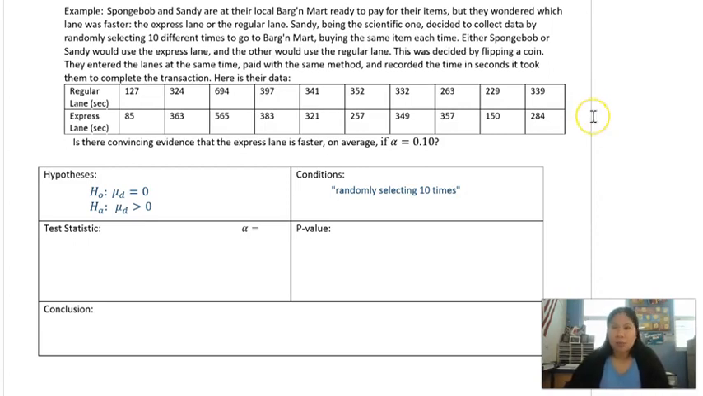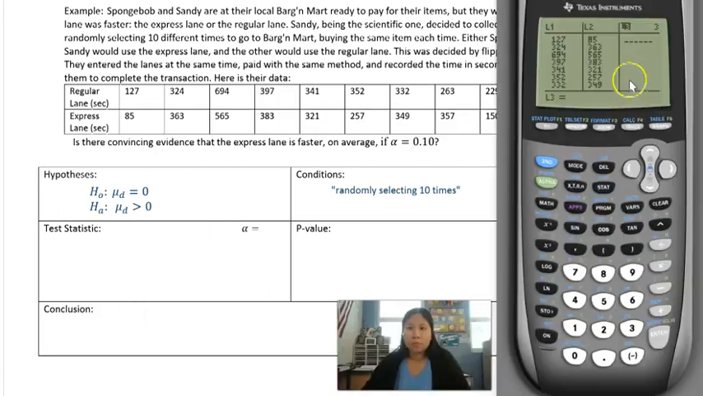So in this case, if we don't have sample sizes bigger than 30, then we're going to make a graph out of our data points and make sure we don't have extreme skew or any outliers. So let's do that in our calculator first. We're going to type in our regular lane into L1, express lane into L2, find the differences in L3, and then graph our L3. So here's my L1, L2, and then L3 is going to be L1 minus L2. There's all my differences.